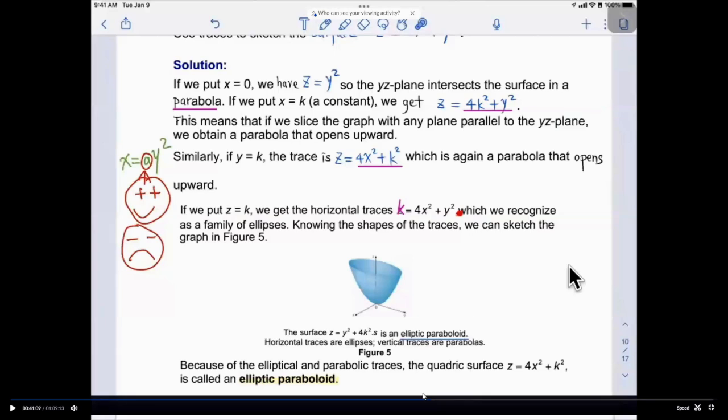It's a very nice name. Maybe sometimes you can name a baby after elliptic paraboloid. It's a very cute name.